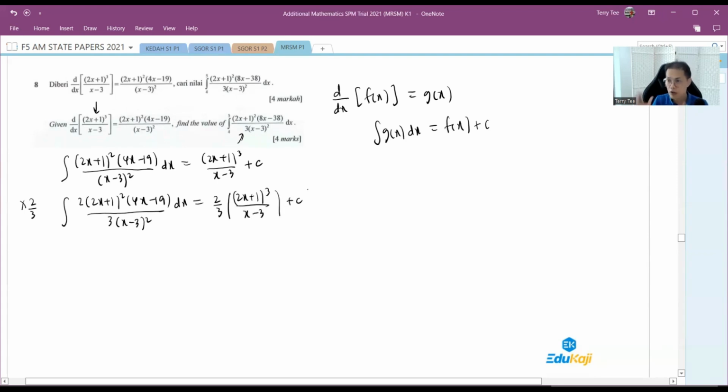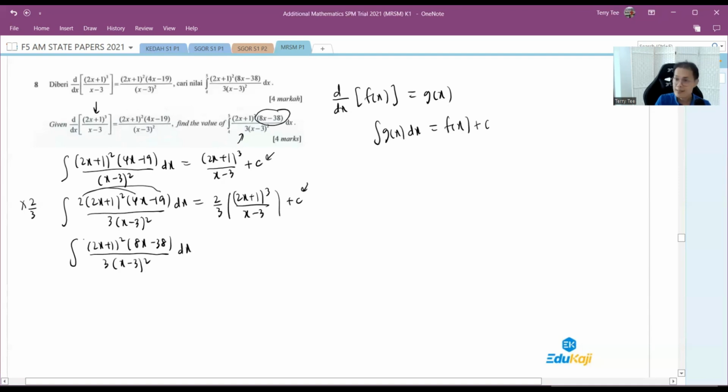Now, your c is a constant, an arbitrary constant. So we don't have to multiply 2 over 3 because we don't know exactly what the c value is. You times it by 2 over 3, it is still another c, right? The c for the first one can be different from the second c over here. Now, the next thing is I would like to multiply the 2 inside here so I can get the same thing as this, 8x minus 38. So let's write (2x + 1) squared, (8x minus 38), divided by (3x minus 3) squared dx.